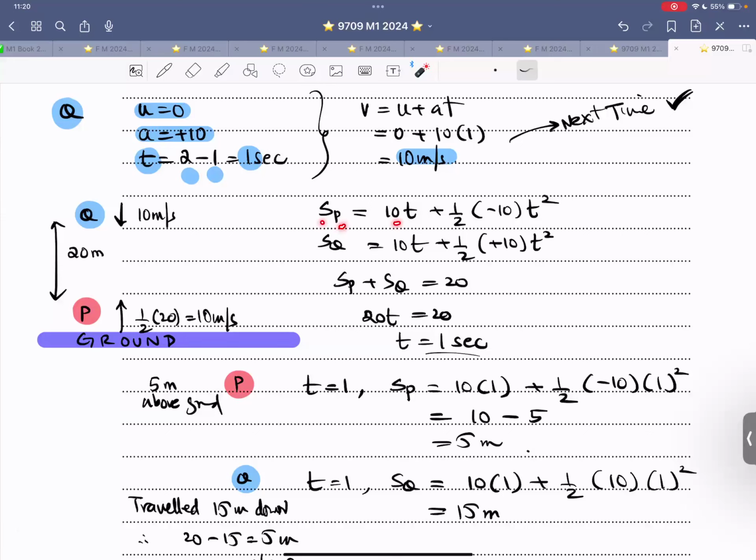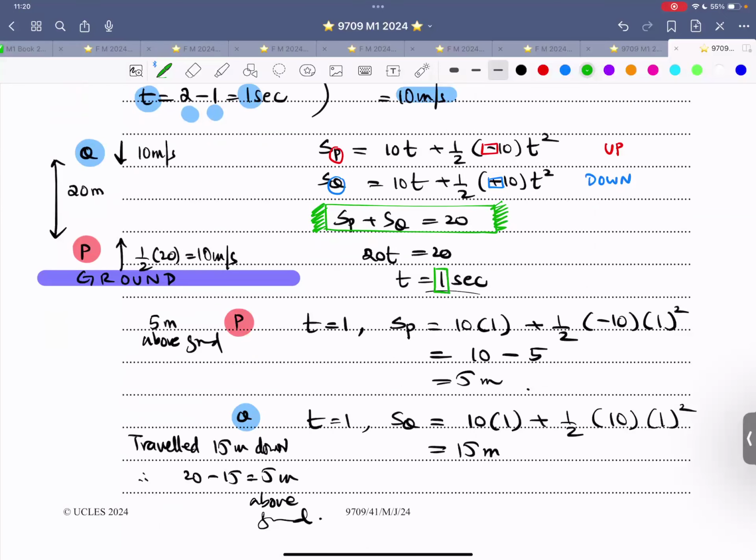Displacement of P, ut plus half at square. For P, acceleration is negative. And displacement of Q, that is ut plus half at square. This is positive. Why? Because this is moving down, and this is moving up. And it is definitely not that they are traveling equal distances. So the total displacement is 20. T comes out to be 1 second. Just after 1 second, they would collide.